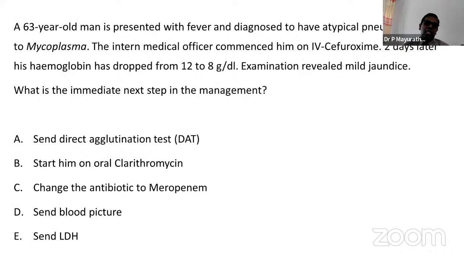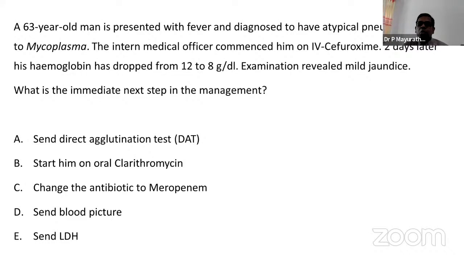The final question: a 63-year-old man presented with fever and was diagnosed to have atypical pneumonia due to mycoplasma. The house officers commenced IV cefuroxime, and the patient was stable for the first 2 days, but 2 days later, suddenly the patient started to develop anemia, which is very significant, dropping from 12 to 8, and jaundice was noticed. So what is the next step in the management?